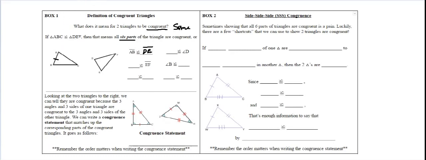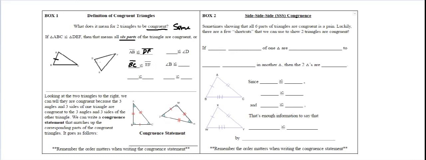Next, we know that BC is congruent to EF because E and F are in the same place. So since BC and EF are in the same place, I can write that congruent statement down. BC is congruent to EF.